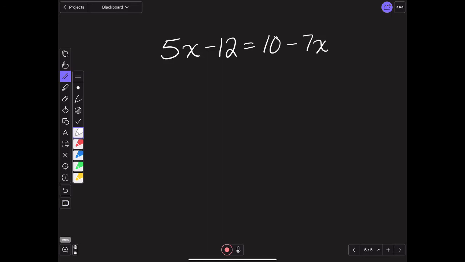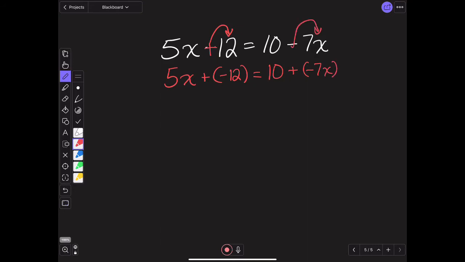The objective here is to isolate the x and to figure out what it equals. But before we do that, we're always going to change our subtraction to add the opposite. So we have 5x plus negative 12. Keep in mind, the opposite of 12 is negative 12, and that was a minus earlier. Then we have 10 plus the opposite of 7x, which is adding the opposite here also.